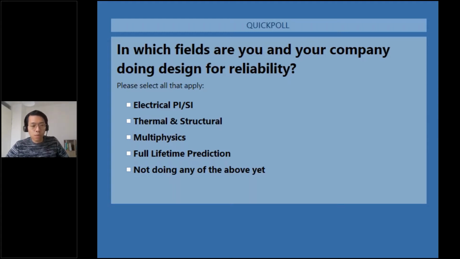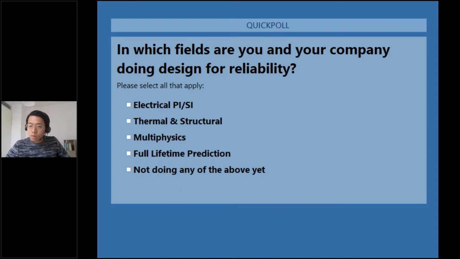So that is not just doing one physics, but also considering how the different physics are going to affect your individual physics. That's the multiphysics. And the full lifetime prediction can be any kind of lifetime prediction, but how confident can you be that your device, your design, is going to survive? How are you going to decide the warranty to your customer, saying that this is going to be 10 years, this is going to be 20 years? What kind of analysis, what physical data are you basing it upon? That is what we call lifetime prediction.